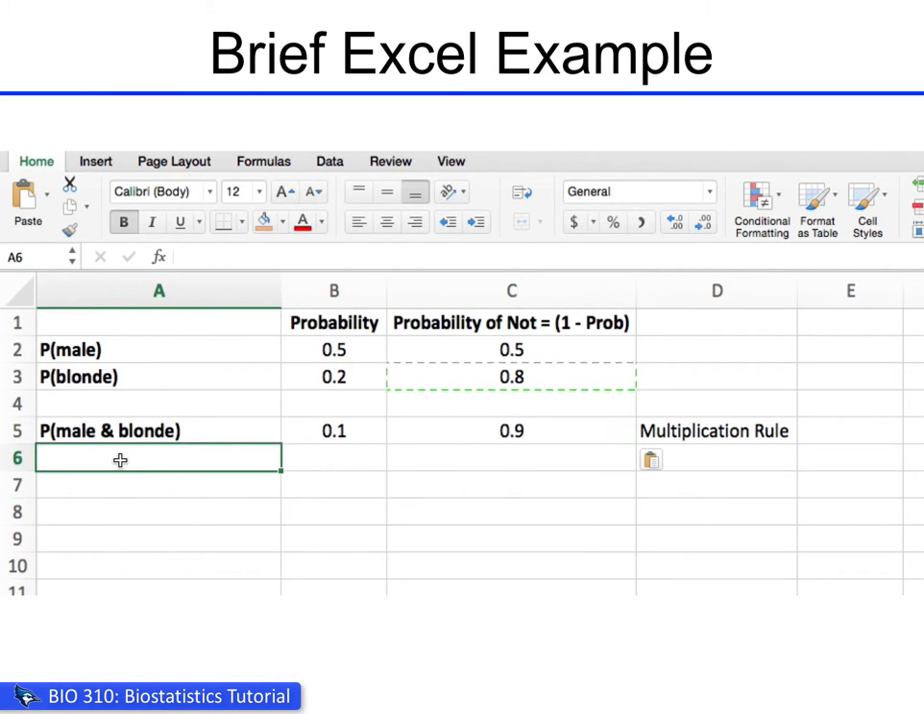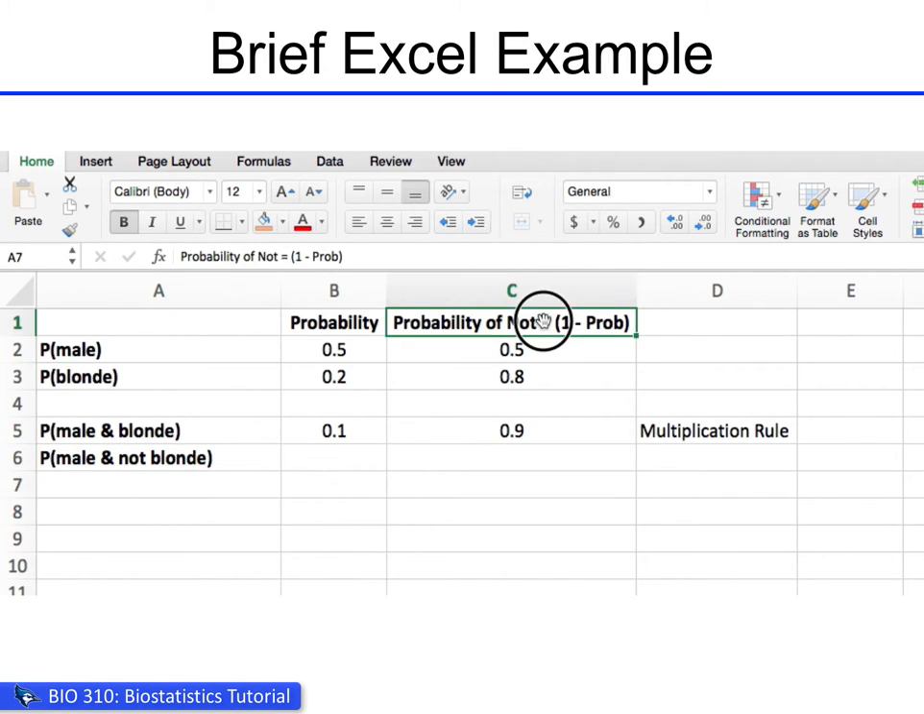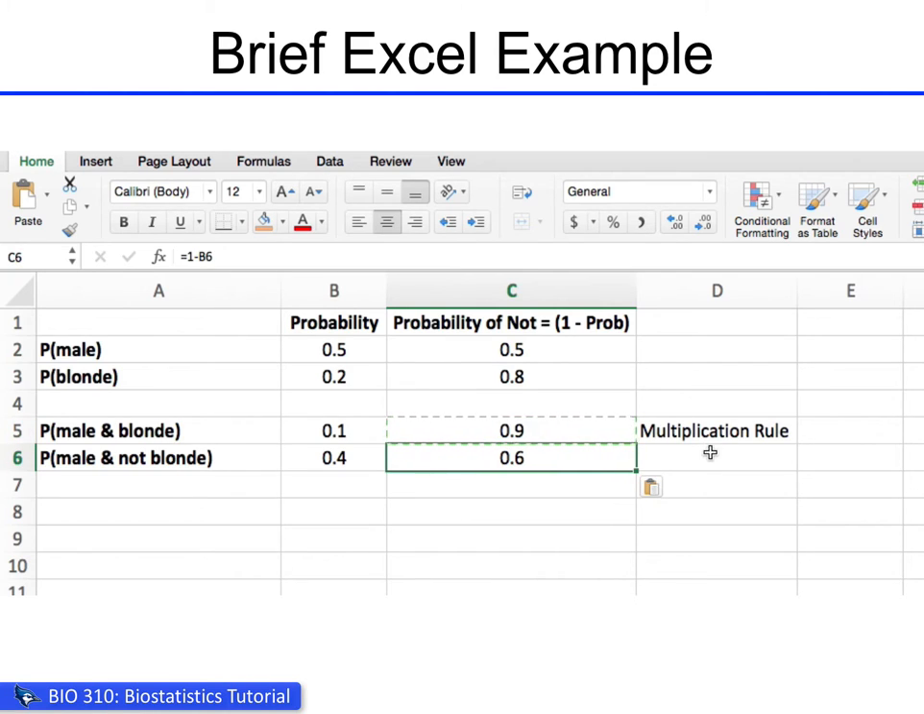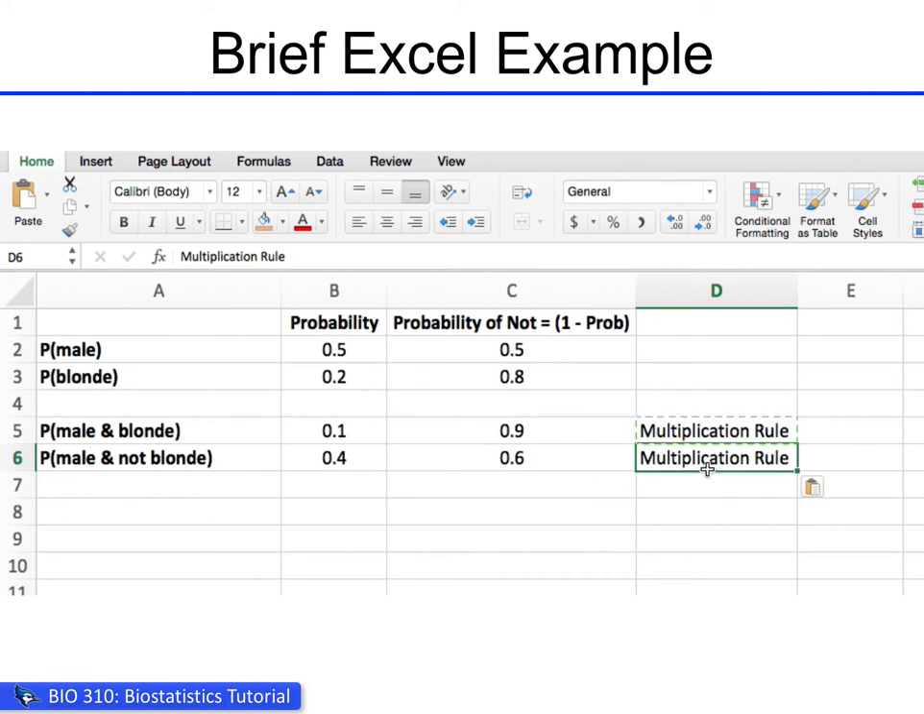Alright. What about the probability of being male and not blonde? Well, this is where it comes in handy to have this column of data calculated for you, because here the probability of being male and not blonde would be equal to the probability of being male multiplied by the probability of being not blonde. So 0.4. And we can copy and move this down. This is another case of the multiplication rule.